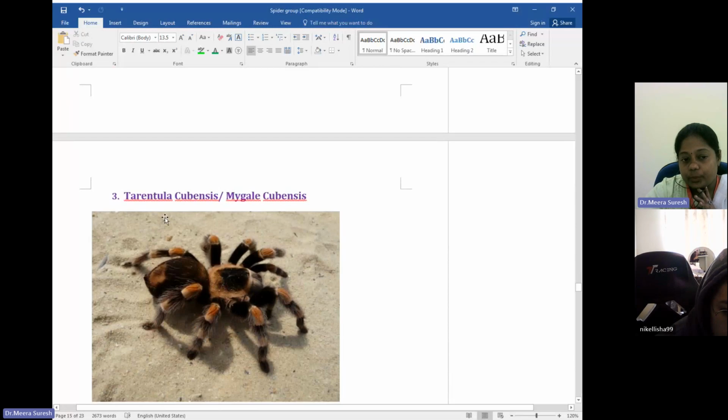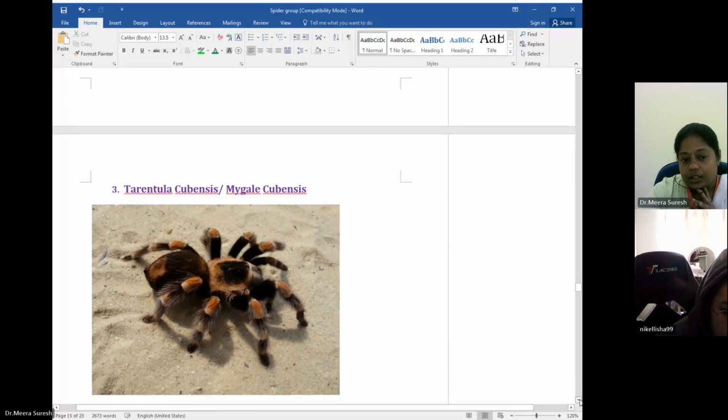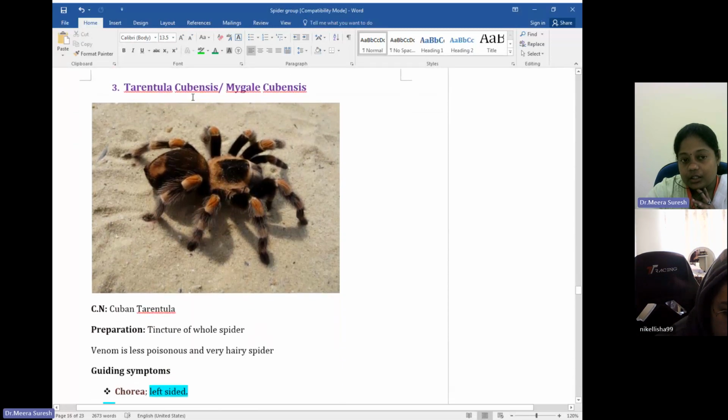Then we have Tarantula cubensis. Another name will be Mygale cubensis. This is Cuba, so Cuban tarantula. Venom is less poisonous and it is a very hairy spider.